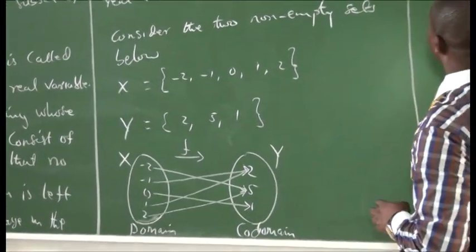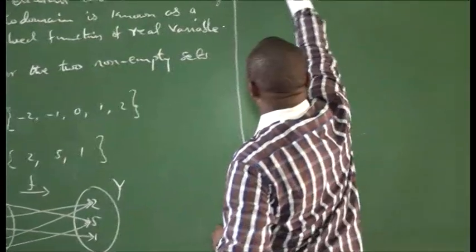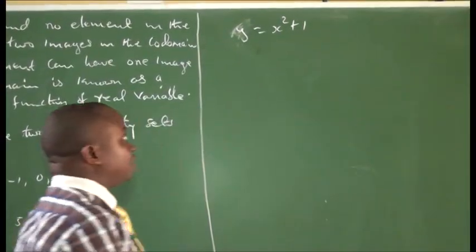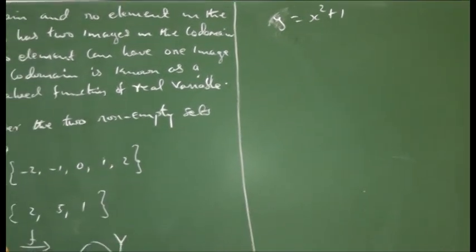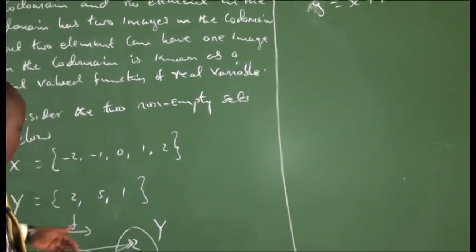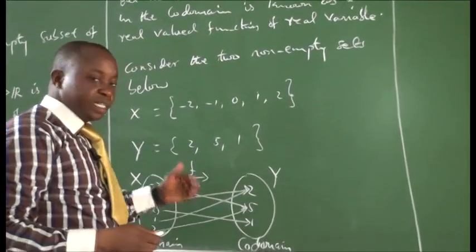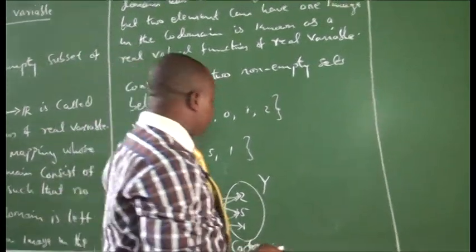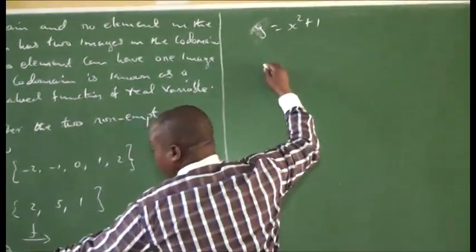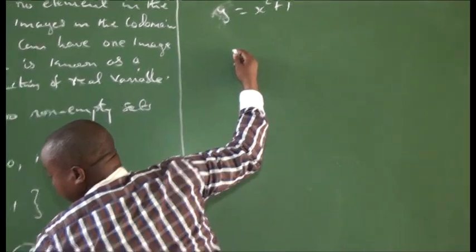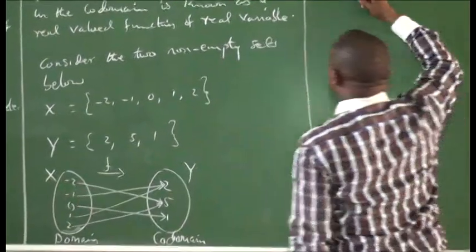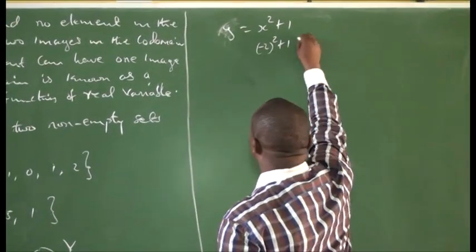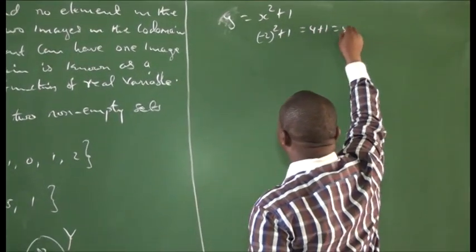I have something like this, y equals x squared plus 1. I want to show us that the arrow is directed by a rule called x squared plus 1. Now look at it. For the x-axis, for the set x, the first element there is minus 2. So minus 2 squared plus 1 will give me 4 plus 1, which is 5.